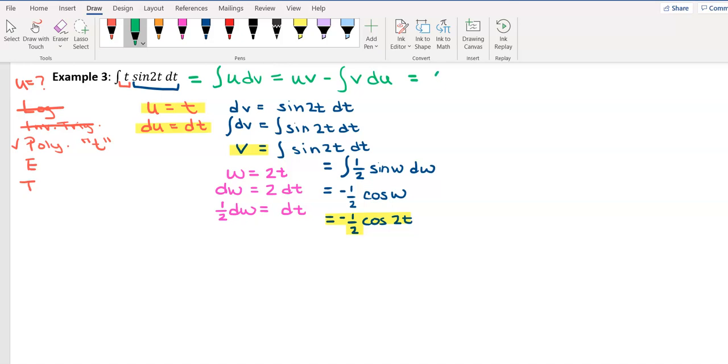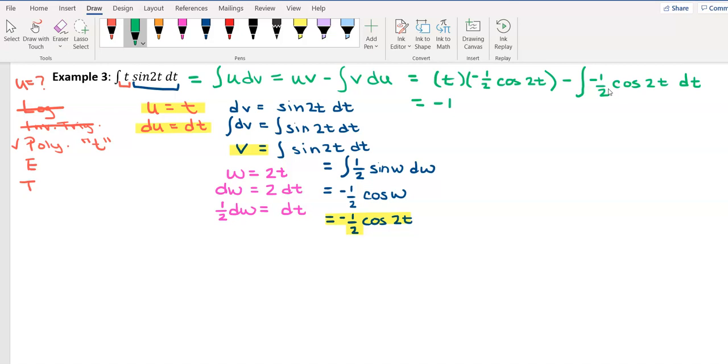Okay, so u is t, and that's timesing with our v, which we just determined was negative 1/2 cosine of 2t, minus that same v, negative 1/2 cosine of 2t, and then we need our du, which is dt. Okay, so we have gone from our original t sine of 2t, replaced that with our u's and v's, and we now have this long expression, which we should definitely clean.